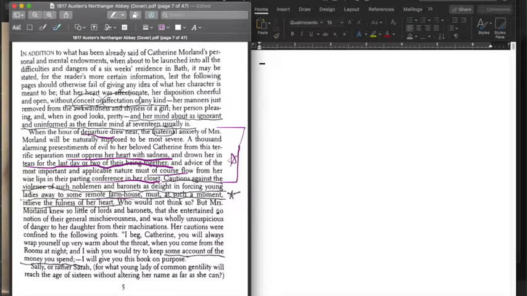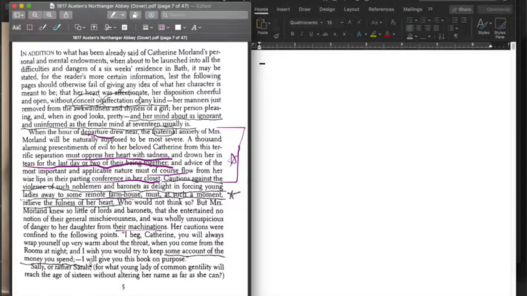Who would not think so? But Mrs. Morland knew so little of lords and baronets that she entertained no notion of their general mischievousness. So her mother's kind of ignorant, right? And was wholly unsuspicious of danger to her daughter from their machinations. Her cautions were confined to the following points.